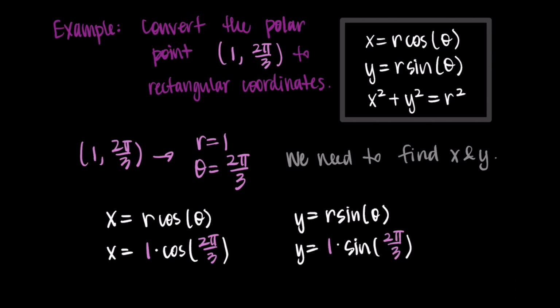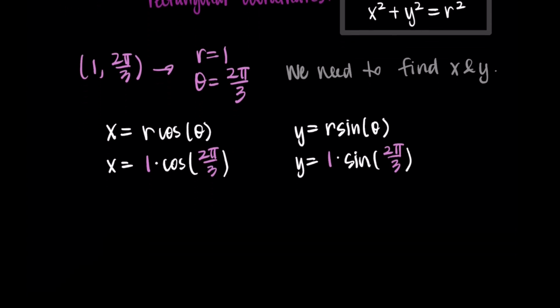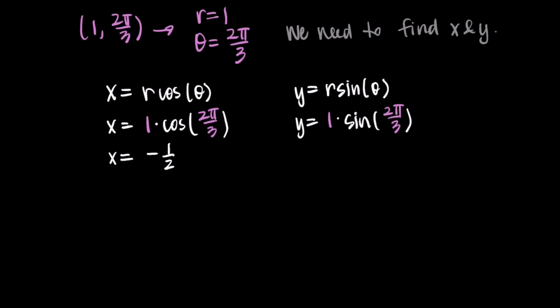Now I have to go to the unit circle to find these values. So cosine of 2 pi over 3 is negative 1/2, and sine of 2 pi over 3 is square root of 3 over 2. And so these are my x, y values, negative 1/2 and square root of 3 over 2. So because the radius was 1, we didn't really see it show up because we're just doing 1 times these values. And so the solution we get is just the unit circle points, the x and y points. So if you're at a radius of 1, you can just look at the unit circle and those are your points.